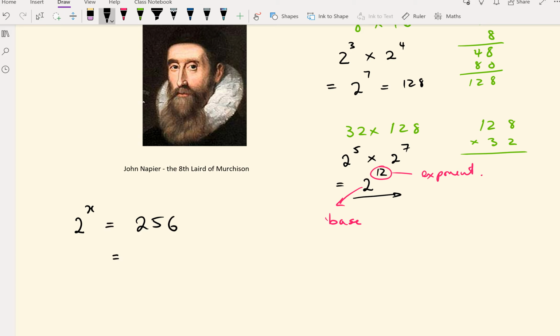Now, this is a fairly simple equation because 256 is just double 128. So this is in fact 2 to the power 8. So 2 to the power x is equal to 2 to the power 8. In other words, x must be 8. That's easy enough to do.